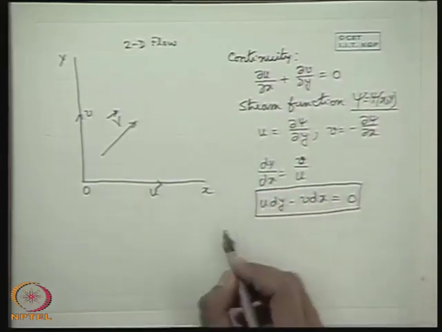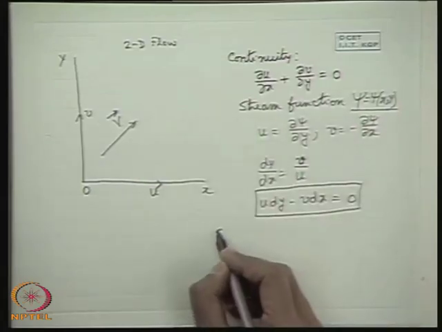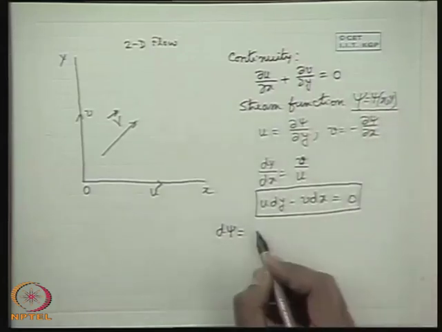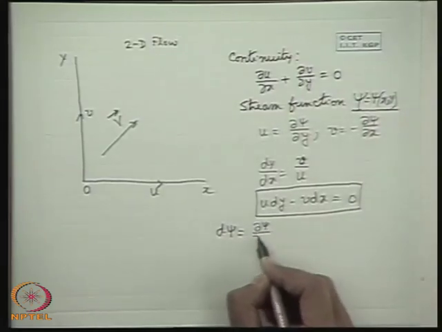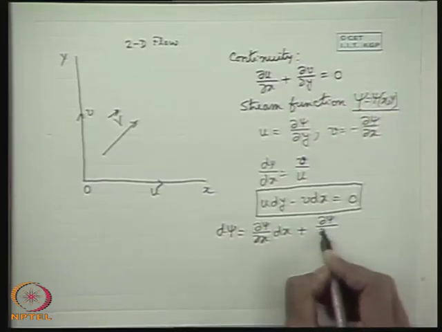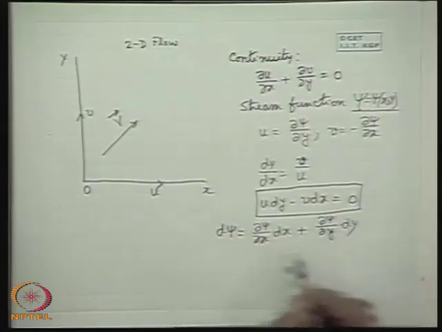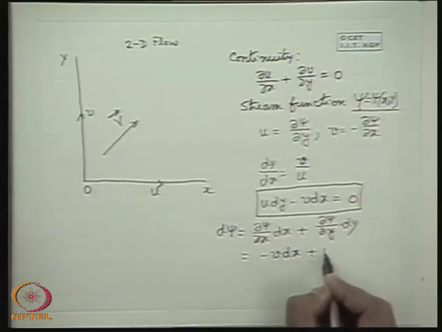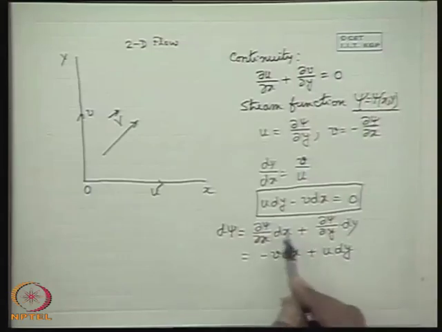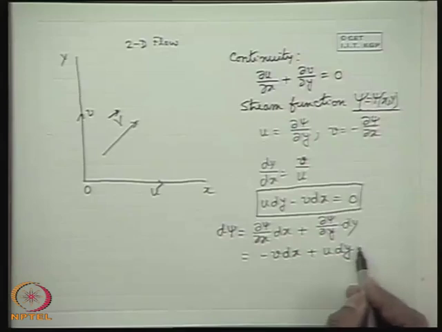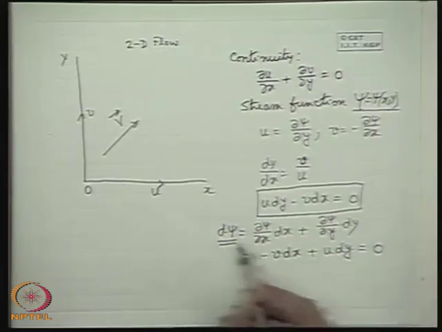Now let us see that if we expand psi in a differential form, psi being a function of both x and y, we can write d psi equals del psi del x dx plus del psi del y dy. Now del psi del x by definition is minus v, and del psi del y by definition is u. Since the equation of a streamline, that means along a streamline, u dy minus v dx is 0, so d psi is 0. So along a streamline d psi is 0, that means psi is equal to constant.